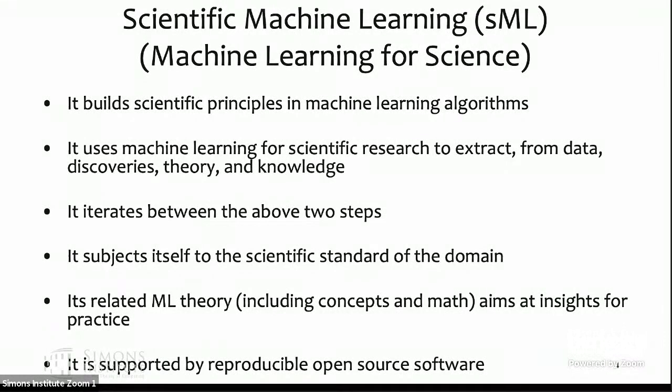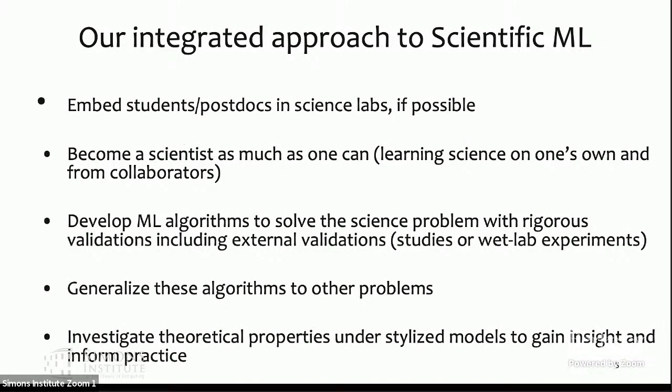And I think the theory of scientific machine learning should really couple itself with insights for practice. And we should also have very good software for other people to use. So my group's approach to scientific machine learning, I'll call integrated. We really have students sit in the wet lab and become as much scientists as possible, as much as you can learn on your own and from collaborators. And then we develop machine learning algorithms to solve a particular problem before we generalize to another problem. So we see that in the examples I will cover today. And then when we see the empirical evidence, we take a step back and try to understand from a theoretical point of view.